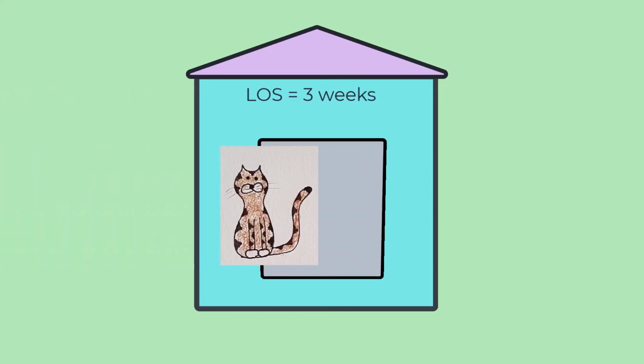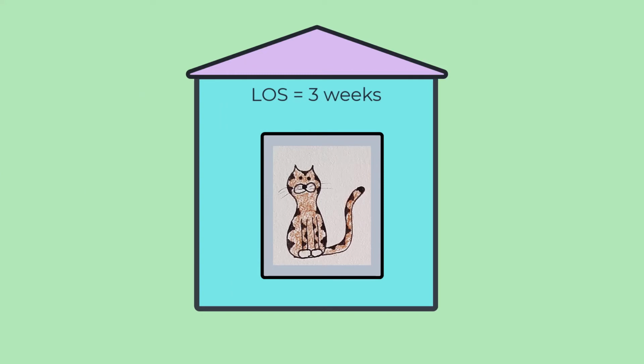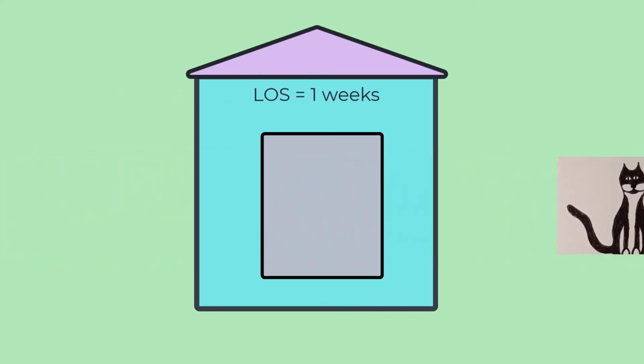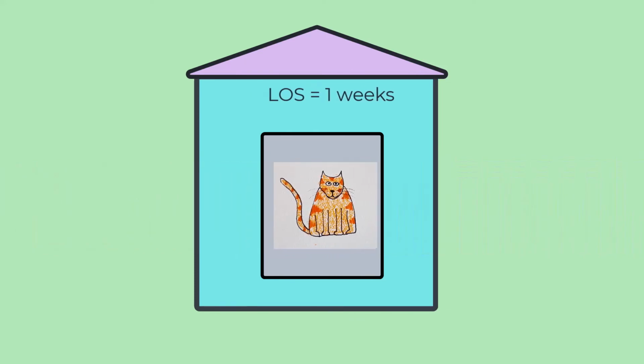Let's look at it differently. If we only have space for 1 cage in our shelter and our length of stay is 3 weeks, well, after 3 weeks, we will have helped only that 1 cat, and he was here for 3 weeks. If instead our length of stay were 1 week, then by week 3, we would have helped 3 cats with that same single cage. We have the same amount of cages, the same amount of resources, but we're able to help more animals because our length of stay is shorter.